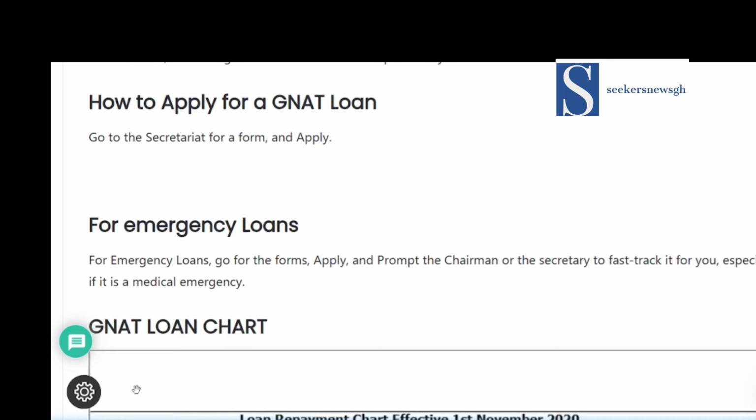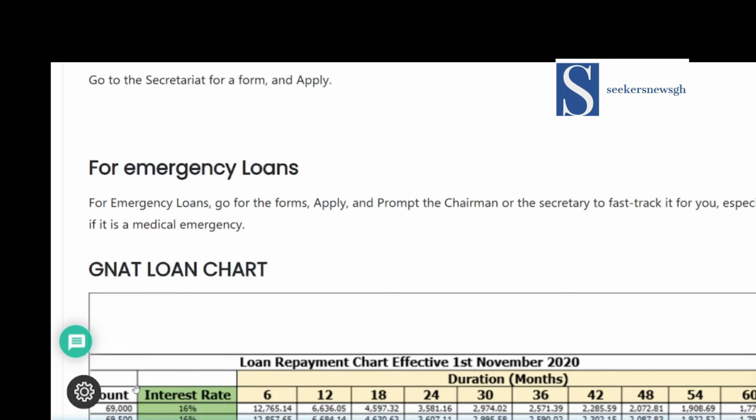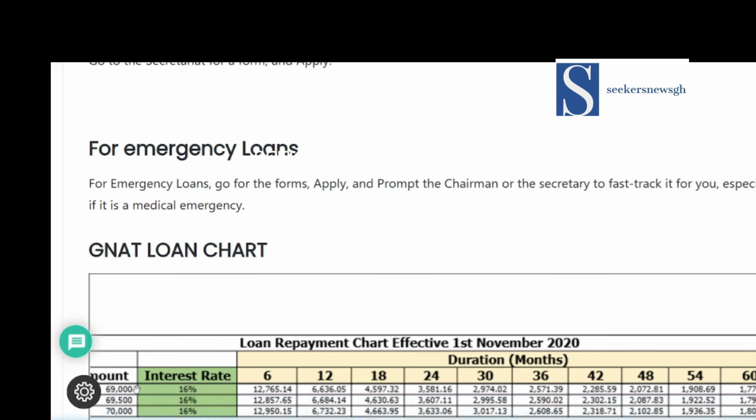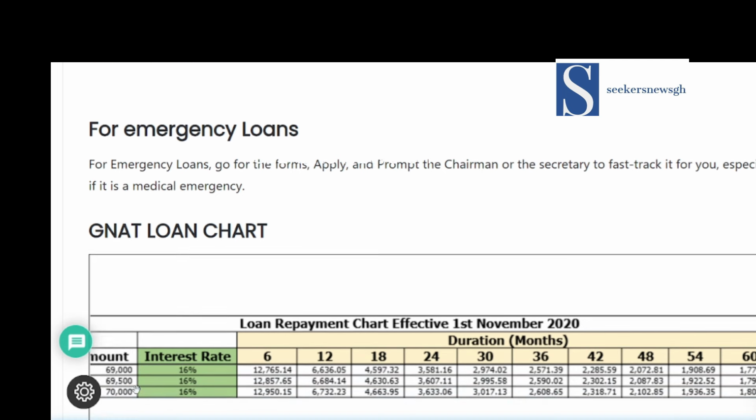How to apply? Go to the secretariat. For an emergency loan, you have to apply and then call the chairman or secretary to fast track it for you.